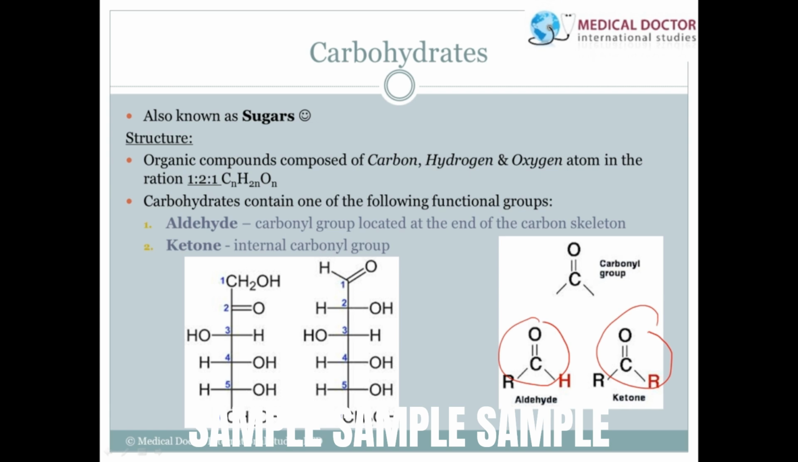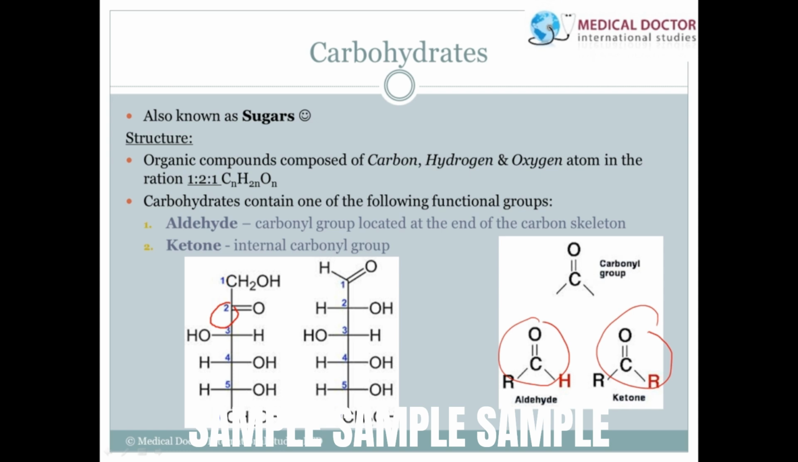So for example, let's start with the 1 to 2 to 1 ratio, the structure of the carbohydrate. Looking at this left molecule, it has 1, 2, 3, 4, 5, 6, so 6 carbons. Therefore, we should expect to have what? 12 hydrogens. Let's count. 1, 2, 3, 4, 5, 6, 7, 8, 9, 10, 11, 12. And we would also have 6 oxygens, which I guarantee you are there.